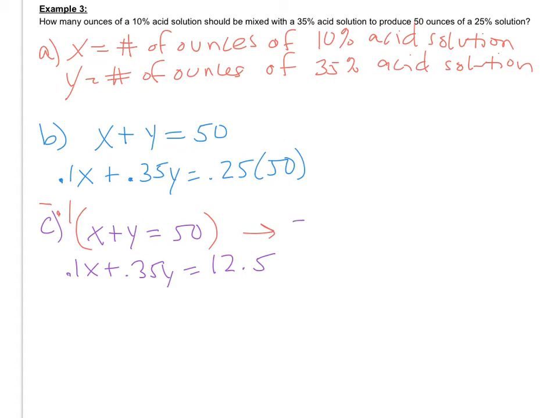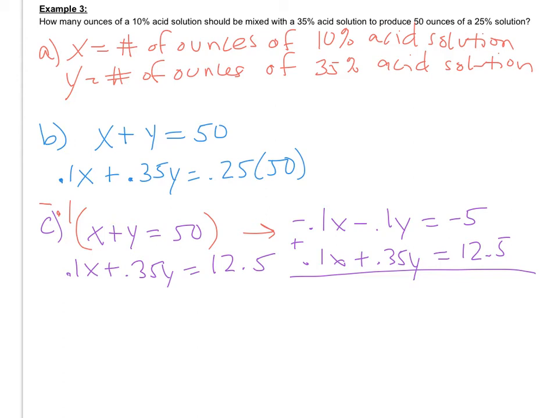Doing that, I get negative 0.1x minus 0.1y equal to negative 5. Keeping the bottom the same, I have 0.1x plus 0.35y equal to 12.5. And I can add these two together now. Negative 0.1 and 0.1 are going to cancel. Negative 0.1y plus 0.35y will give me 0.25y. And negative 5 plus 12.5 is 7.5.